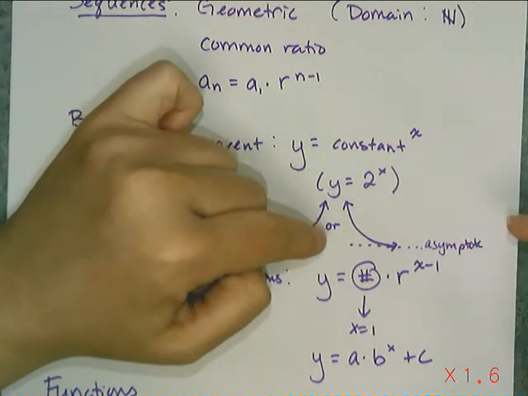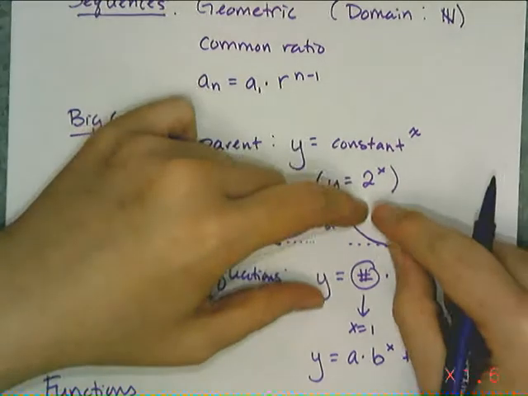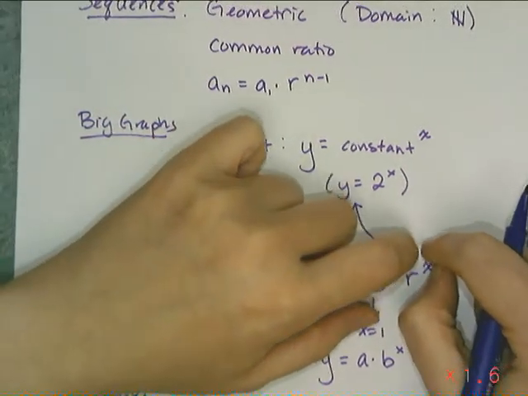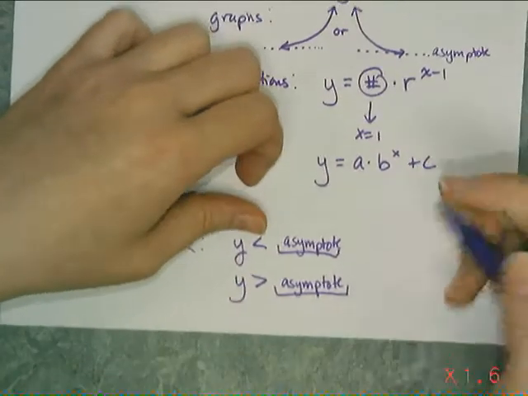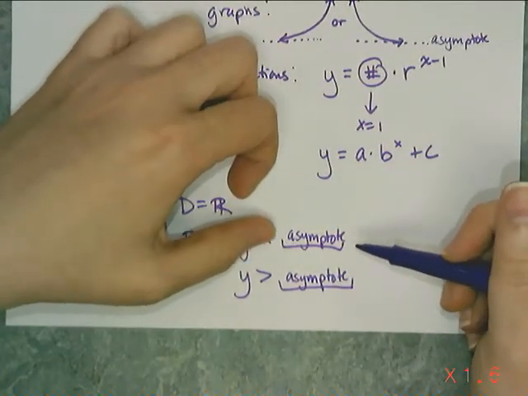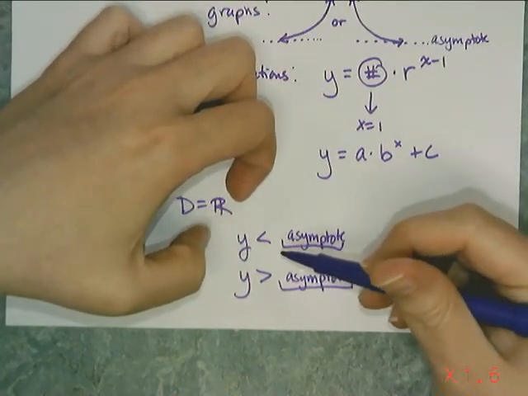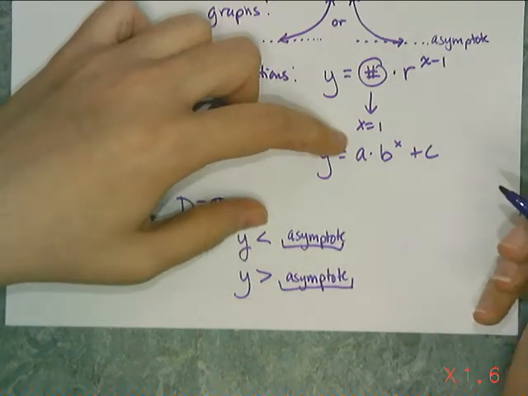And when you were making your tables to graph your exponentials, you notice that there'd be a value that would get really, really close to. And that's how I determine what the range is in terms of what it's less than or greater than.